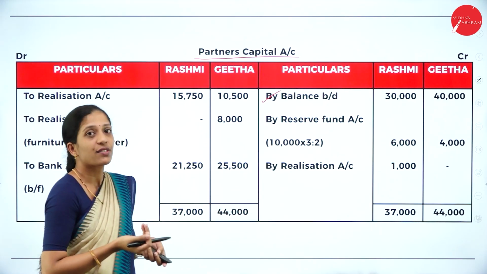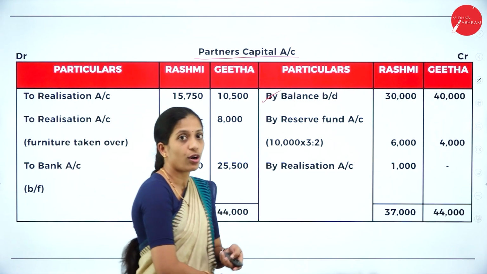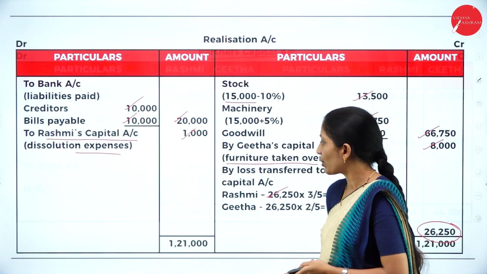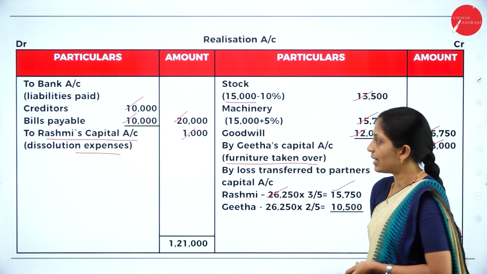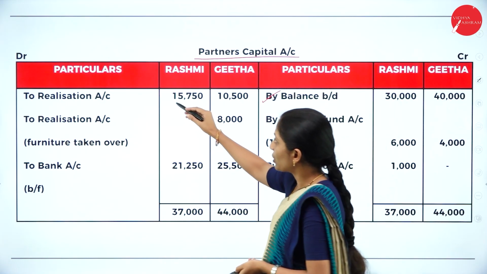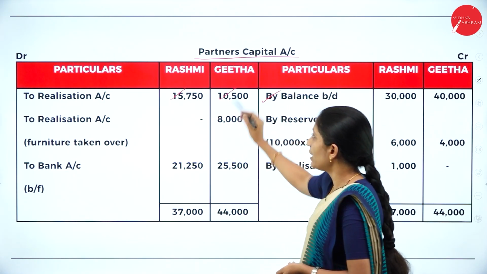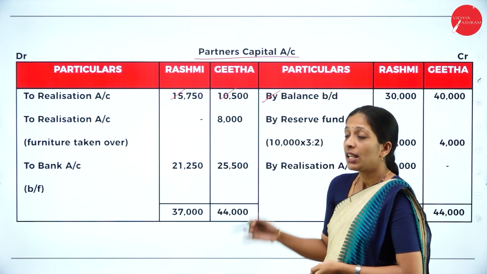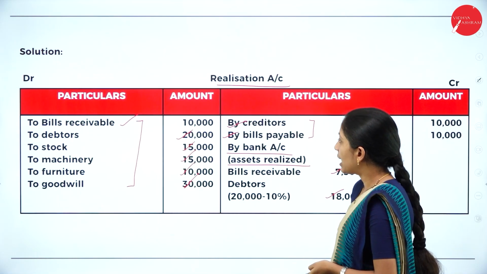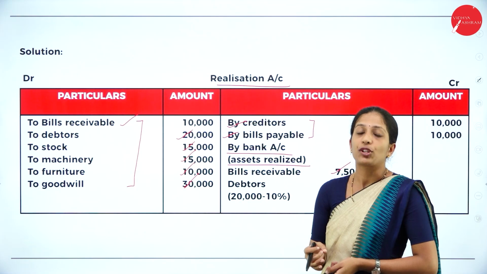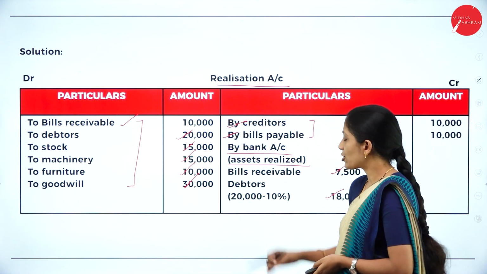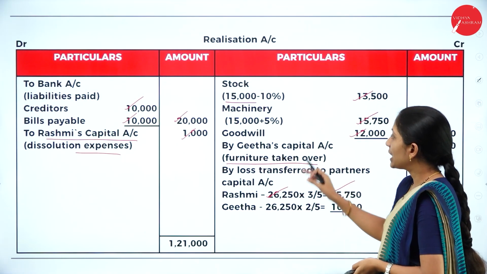Then transfer the realization account balance. So, how much realization account balance now in this problem? It is loss. So, 15,750 and 10,500. That loss has to be transferred to the debit side, 15,750 and 10,500. Next, you will check your realization account. If any asset is taken over, that amount will be transferred to partners capital account, which has to be transferred here by Geeta's capital account.